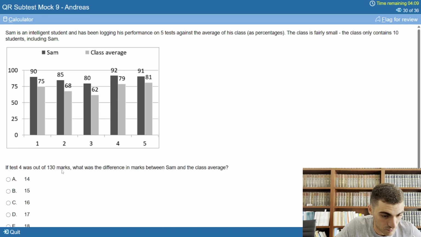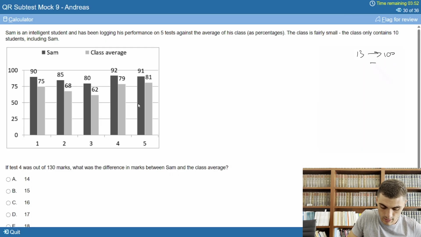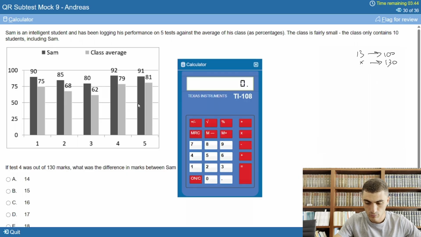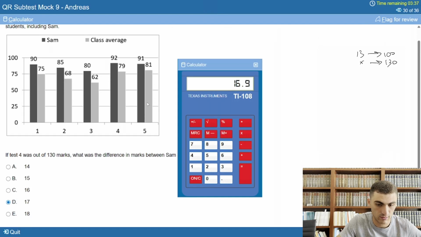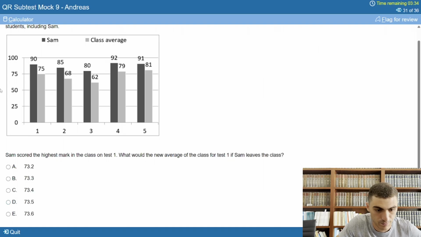If test 4 was out of 130 marks, what was the difference in marks between Sam and the class average? So 92 minus 79, it's 13, so 13 marks out of 100. How many out of 130? So we are doing 130 times 13, divide that by 100, it's 16.9, so it's 17 marks. Okay, I need to rush.